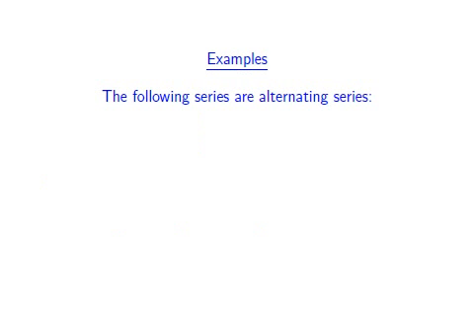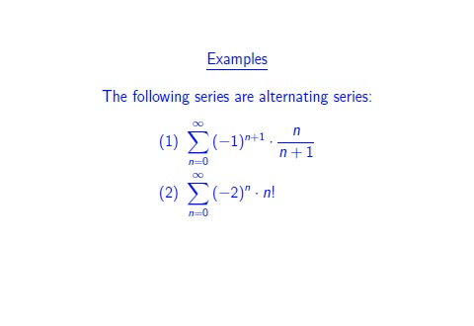All of the following series are also examples for alternating series. First we take the sum over (-1)^(n+1) times n over n plus 1. Next we take the sum over (-2)^n times n factorial. Finally we take the sum over (-1 divided by 100)^(n-1). We don't even need to calculate the elements of the underlying sequences to see that the sign changes in consecutive terms. Consider the first series.